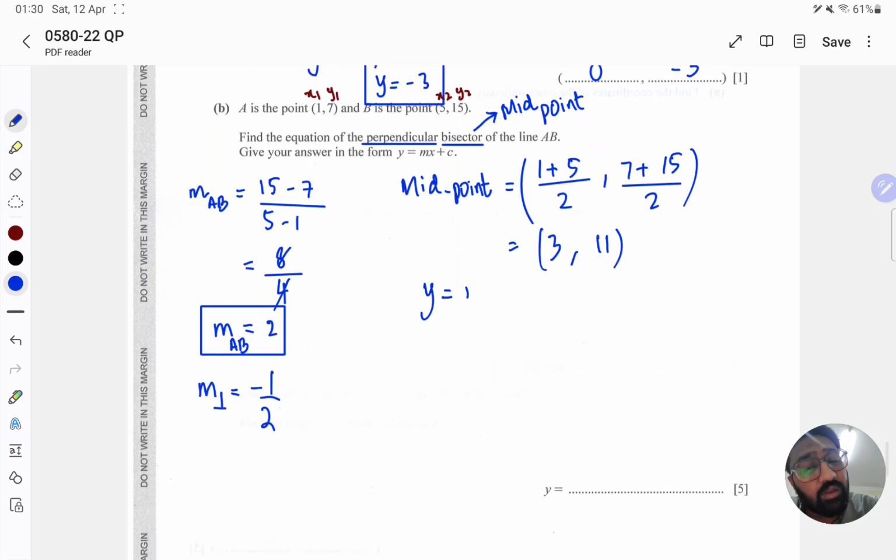You can find the equation y equals mx plus c. We need to find the value of c from here. How can we do that?